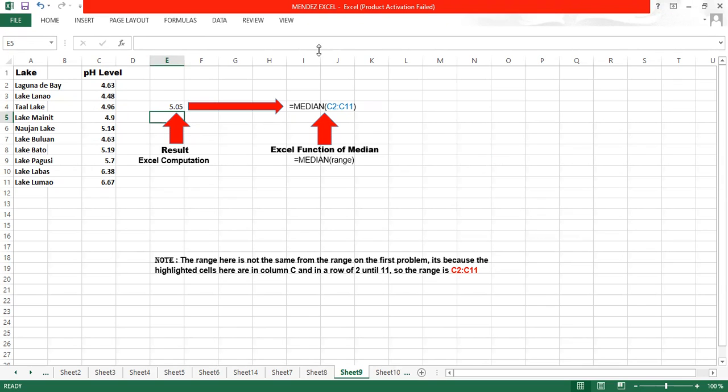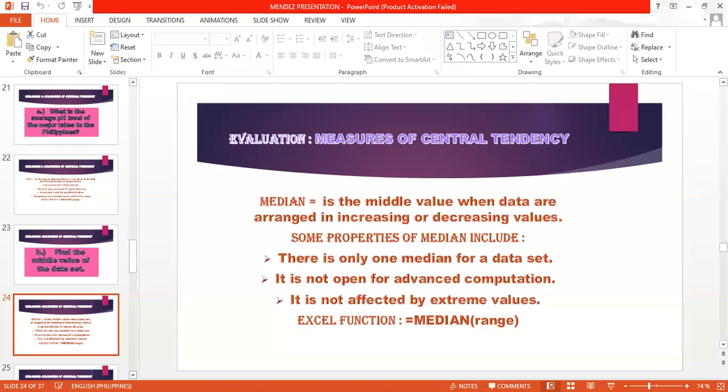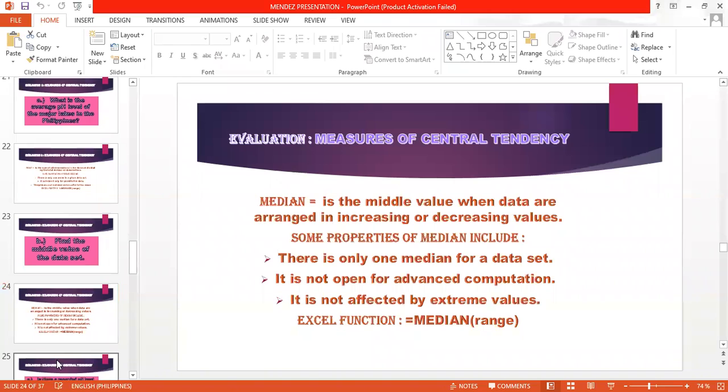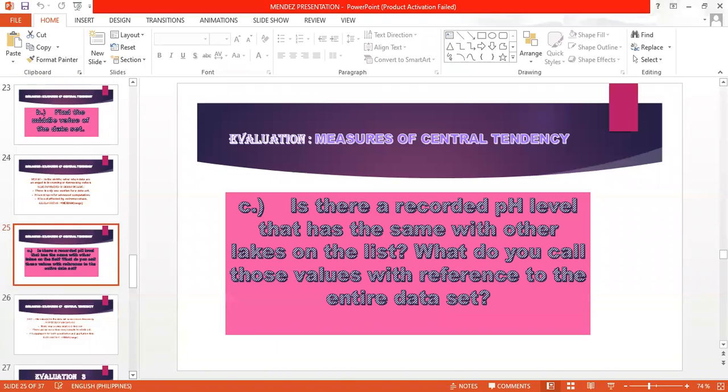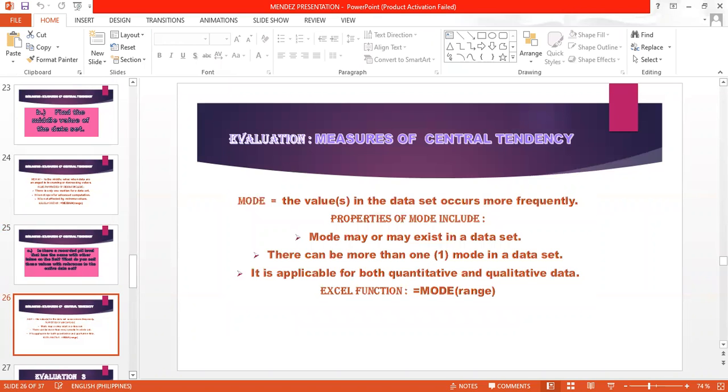Now let's proceed to our third question from our evaluation 2. Our third question in evaluation 2 is: is there a recorded pH level that is the same as other lakes on the list? What do you call this value with reference to the entire data set? In this problem, we need to learn the function and recognize the value of mode. Mode is the value in the dataset that occurs more frequently.